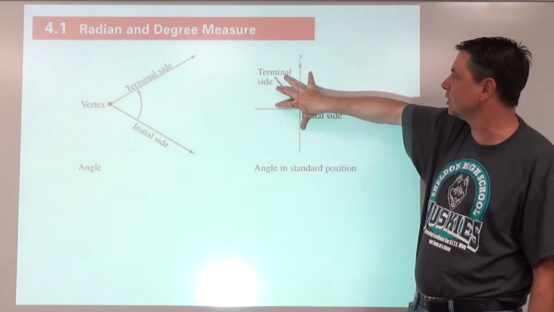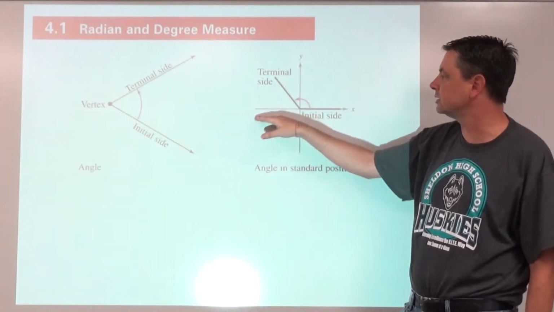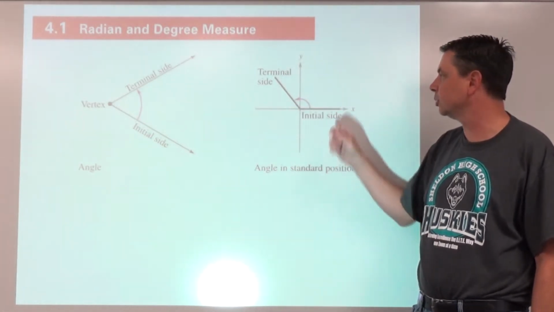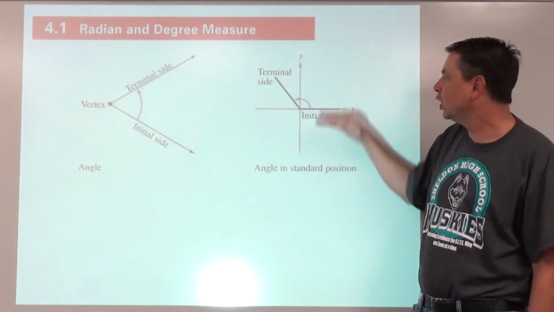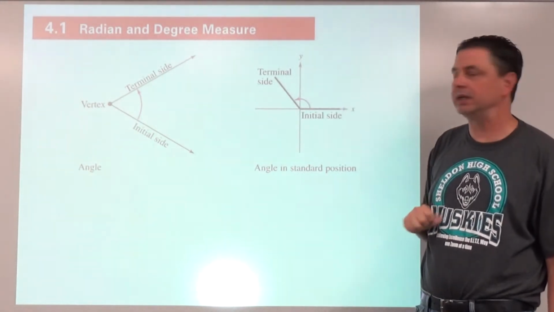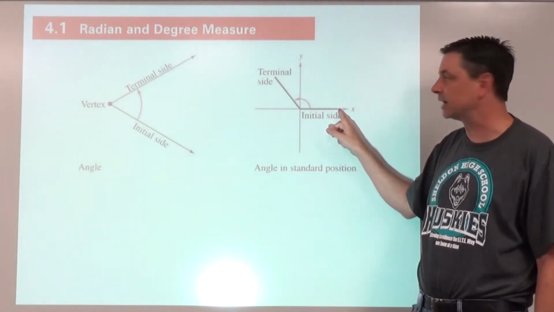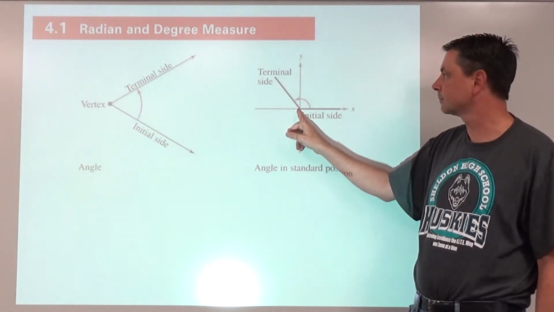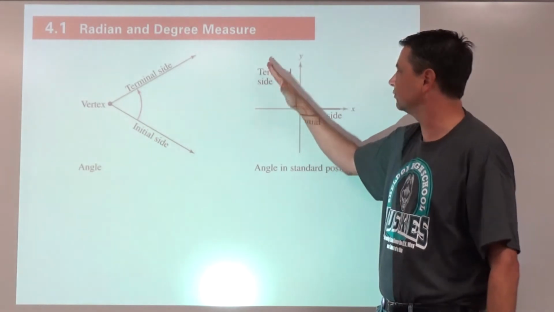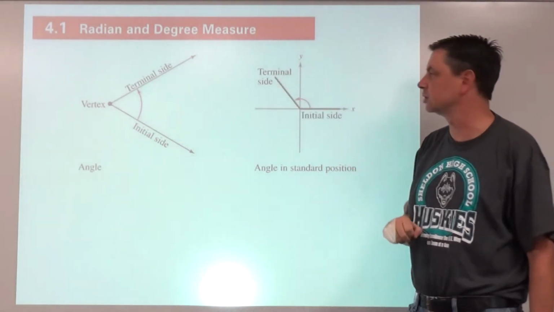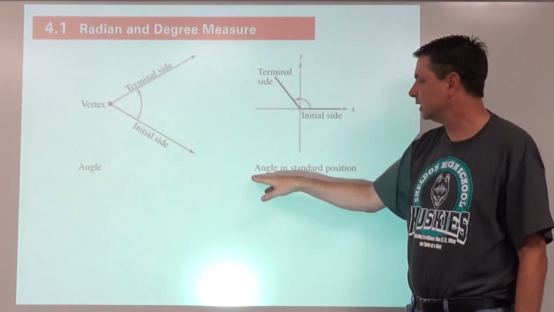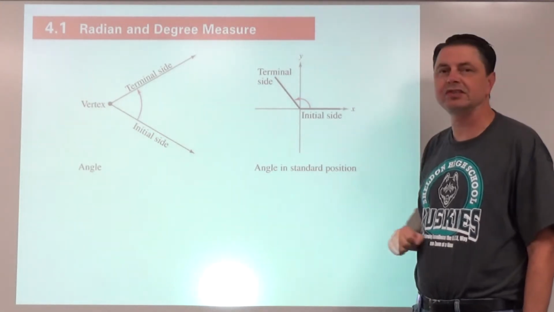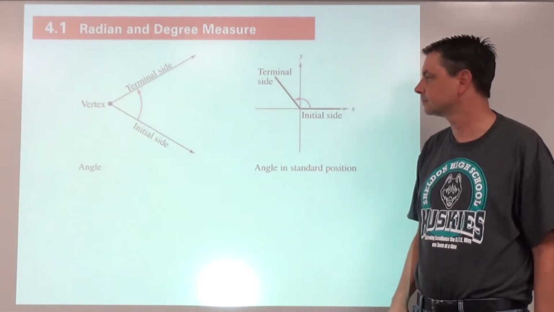So in trigonometry, we're going to look at it within the context of a coordinate plane with an x and a y axis, where our initial side will always be the positive side of the x-axis, and our vertex is going to be the origin. And then we'll rotate, and if we end up right there, then that would be considered to be the terminal side. And this is considered to be an angle in standard position.